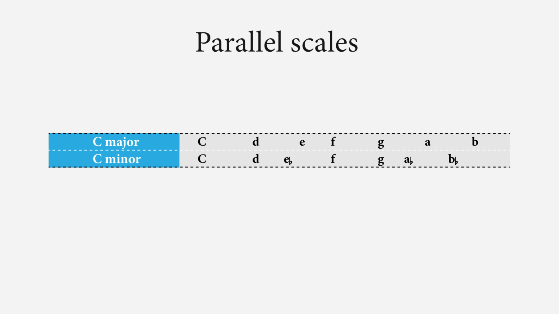Now before we go on, it's important to know what parallel and relative scales are. I'll keep it short. Every diatonic scale has a relative scale and a parallel scale. Each major scale has a parallel minor scale, and the other way around. This is the minor scale that starts on the same tonic. For instance, C major and C minor are parallel scales.